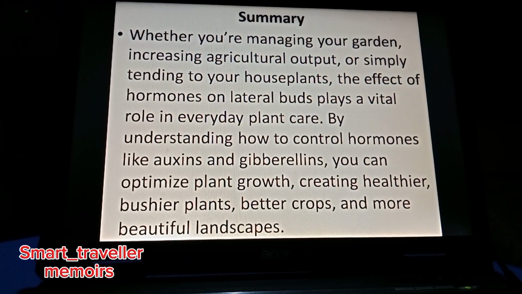In summary, whether you are managing your garden, increasing agricultural output, or simply tending to your house plants, the effect of hormones on lateral buds plays a vital role in everyday plant care. By understanding how to control hormones like auxins and gibberellins, you can optimize plant growth, creating healthier, bushier plants, better crops, and more beautiful landscapes.